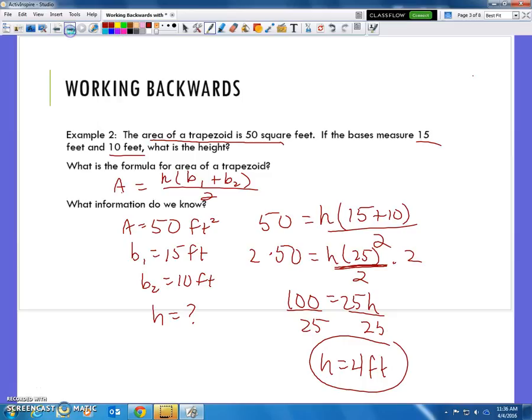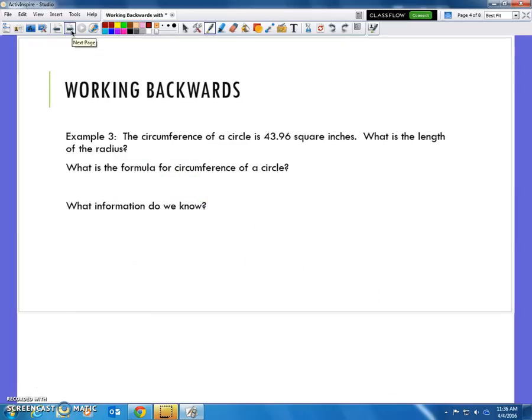We're working backwards. So the circumference of a circle is 43.96. What is the length of the radius? Okay, we're looking for the length of the radius. Well, the circumference of a circle we know is pi times diameter, but there's no radius in this formula. So really what I'm going to say is circumference is 2 times pi times r. This is the equation that I want to use for circumference because we're trying to find the radius.